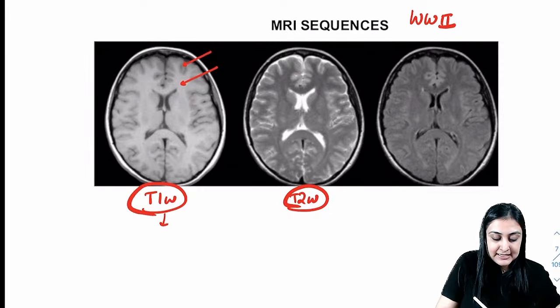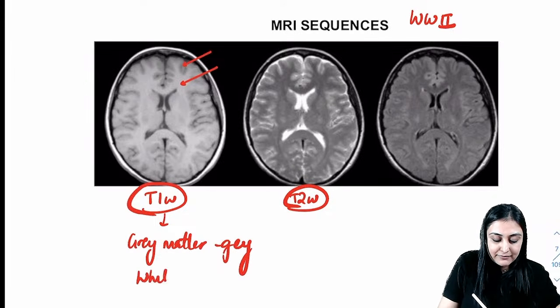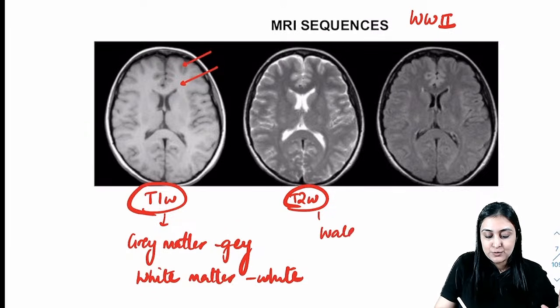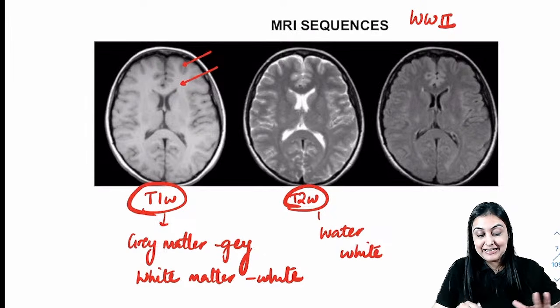So what did I see? That gray matter will be darker. So can I just write for ease? Gray matter is gray and white matter is white. When this is the case, this is a T1 weighted sequence. Okay, so T1 and T2 I have learned that fluid, water is white on T2 and gray matter is gray, white matter is white on T1.